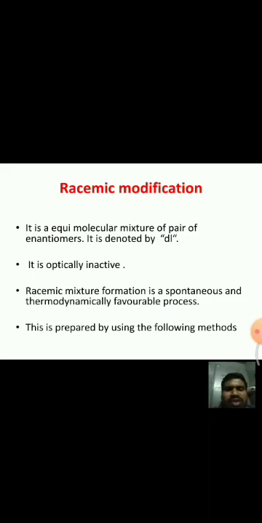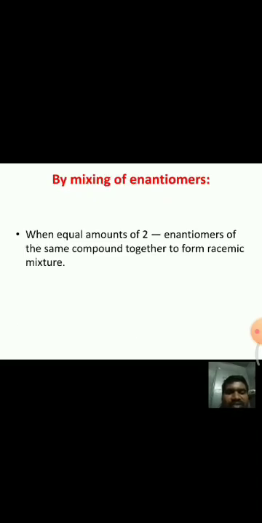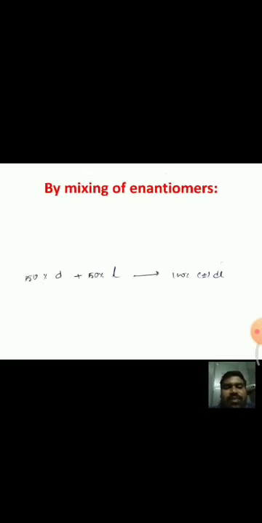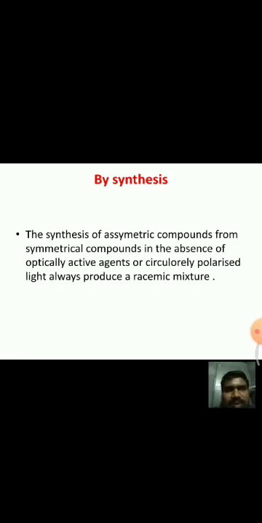And coming to racemic modification, it is an equimolar mixture of a pair of enantiomers, that is D and L, indicated with DL, optically inactive. That is a racemic mixture, and its formation is a spontaneous process. Then the preparation of racemic modification is by the following methods. The first method is by mixing of enantiomers. That means just by mixing 50% D enantiomer and 50% L enantiomer in equal amounts, we get the racemic mixture. 50% D plus 50% L, we get 100% racemic mixture.